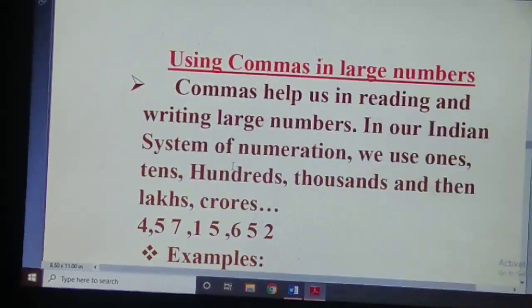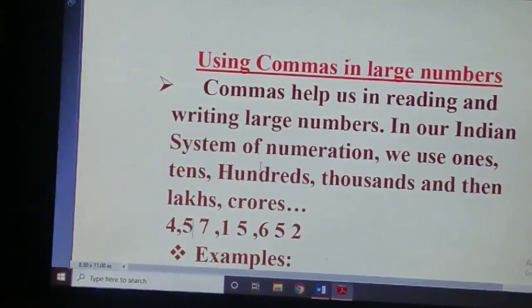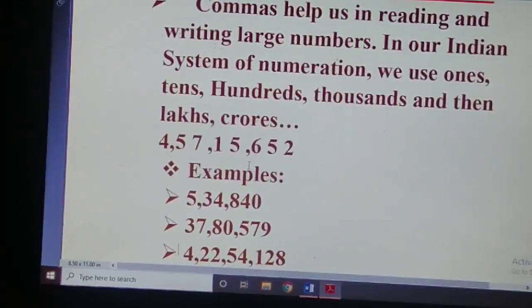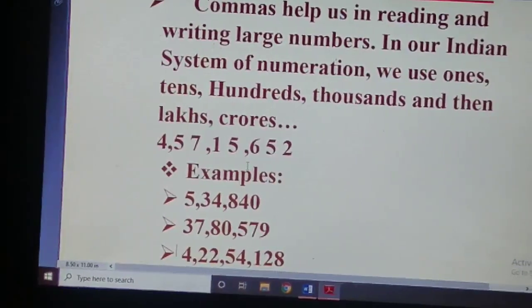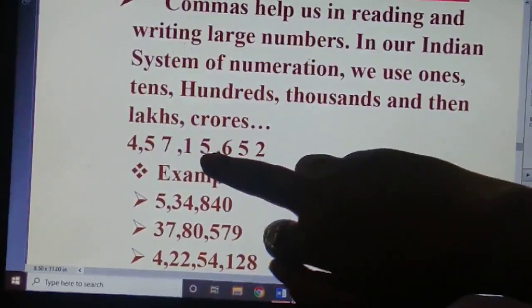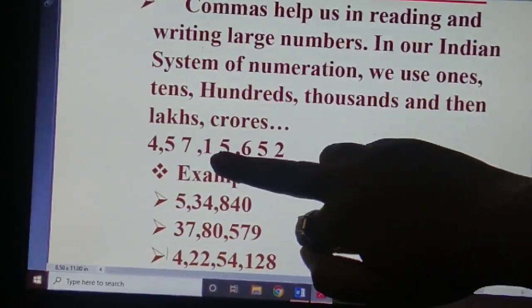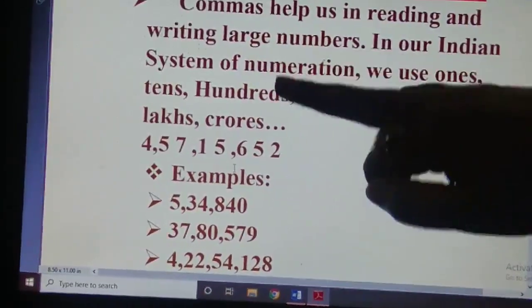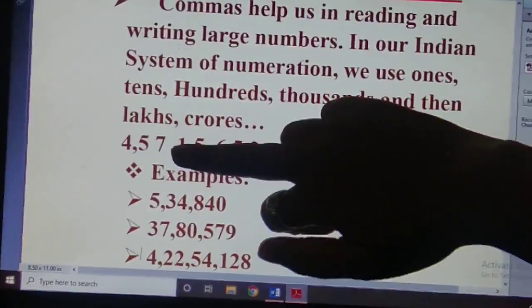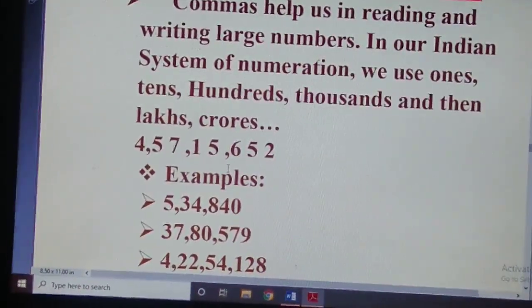Here you can observe 4, 5, 7, 1, 5, 6, 5, 2. Now the first comma is put after the 100 place. The second comma comes after 2 digits, that is, 5 digits from the right side. It comes after the 10,000 place. Now after that, again after 2 digits we have to put 1 comma.